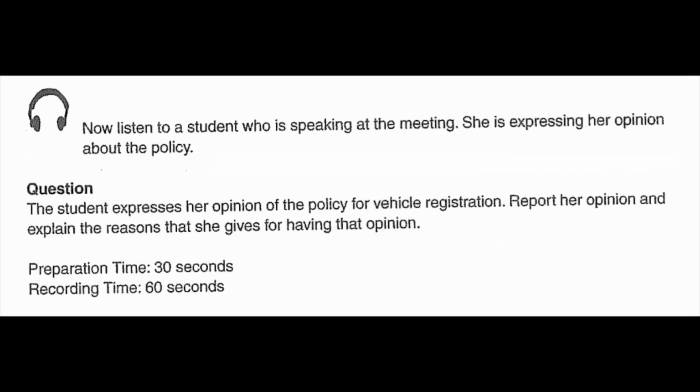The student expresses her opinion of the policy for vehicle registration. Report her opinion and explain the reasons that she gives for having that opinion. Please prepare your answer after the beep. Please begin speaking after the beep.